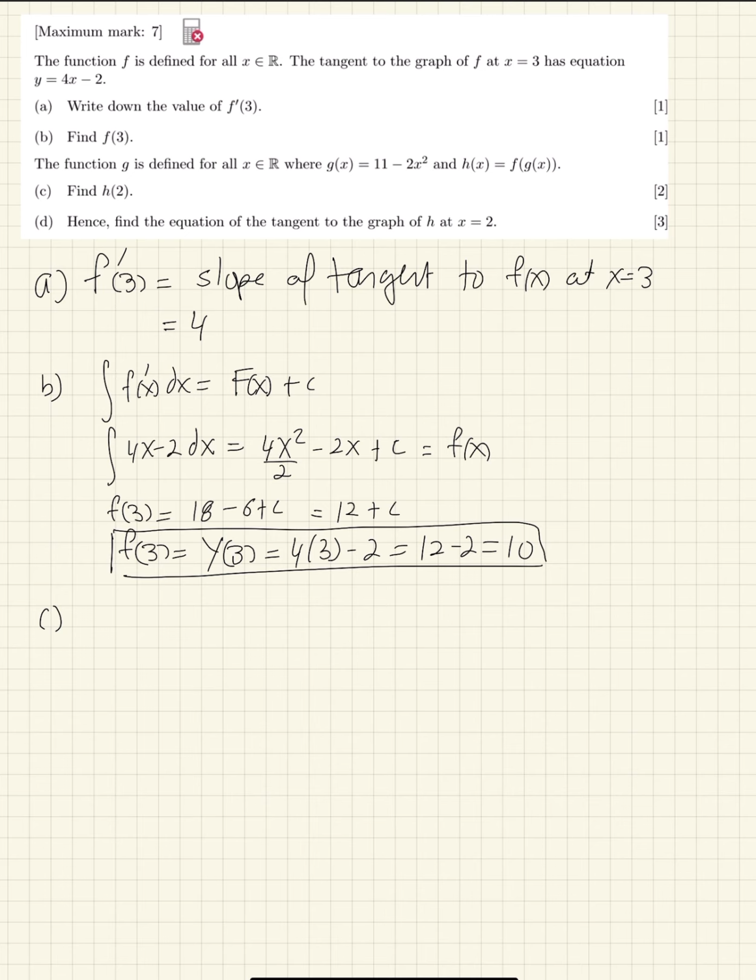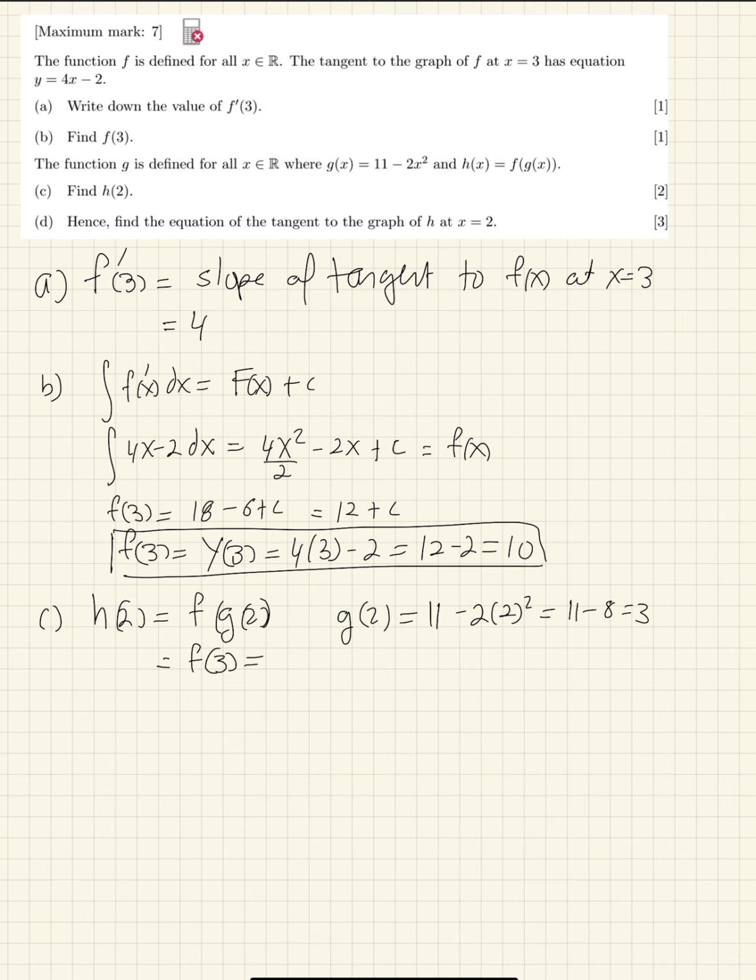The function g is defined for all x belongs to the real, where g of x equals this, and h of x equals f of g of x. Very well. So h of 2 is going to equal f of g of 2. Well, I'm going to start by finding g of 2. It's going to be 11 minus 2 times 2 squared. So 11 minus 8, which is equal to 3. And then this is therefore equal to f of 3.